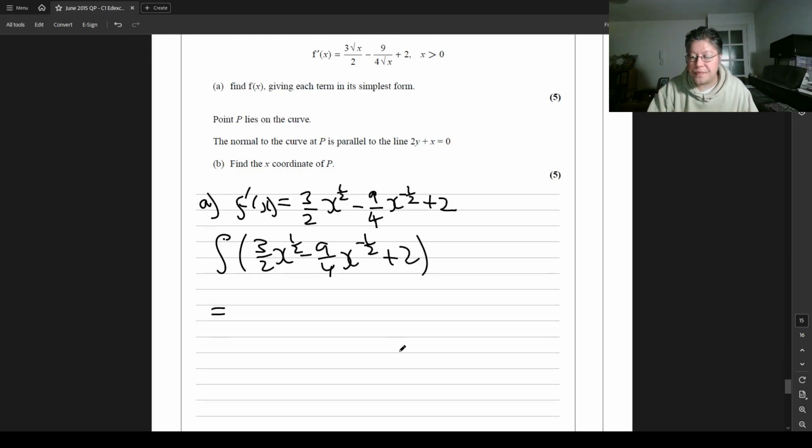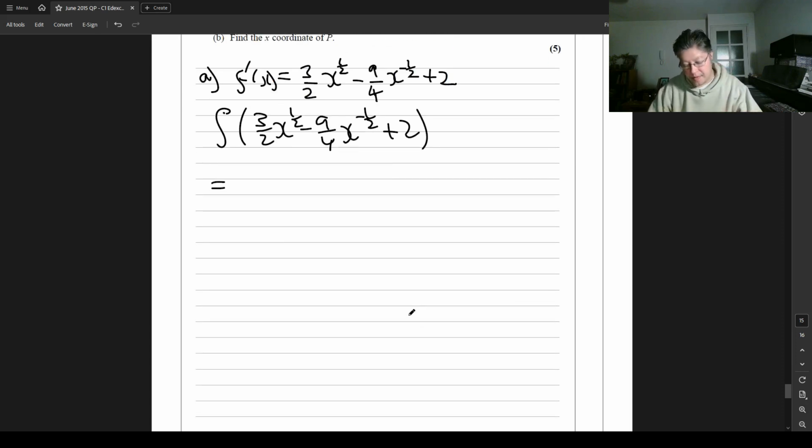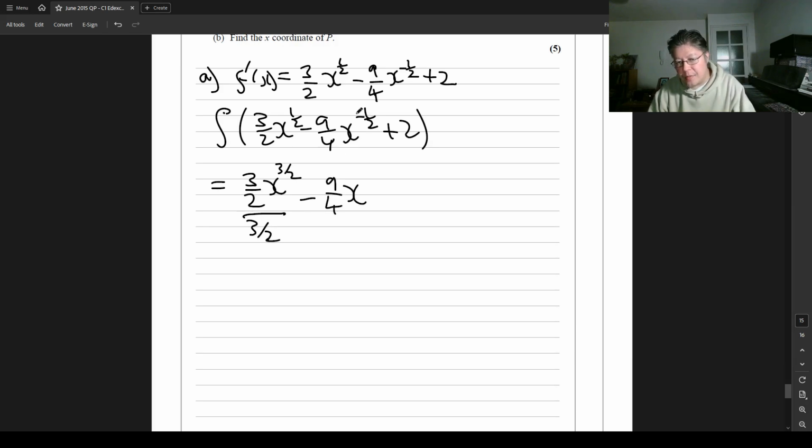equals 3 over 2 x, and we add 1 to a half, that gives us 3 over 2, and then we divide by the new power, 3 over 2, minus 9 quarters x. If we add 1 to minus half, you get a positive half, so that's x to the half, and 2 becomes 2x, and we have a plus c, and then we'll just simplify.